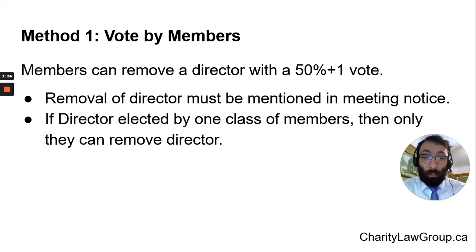And if they're a director who's elected by one class of members, so let's say you have multiple classes of members, you have parent members and student members, or you have regionally divided members, Northern Ontario members, Southern Ontario members, for example, and the director is elected by one of those classes, so only the parents or only the students or only Northern Ontario or only Southern Ontario, then it's only that class of members that has the power to remove that director. So that's the simplest and most straightforward, but it can be difficult to call a members meeting, and it can also be a bit embarrassing to discuss all these things out in the open like that.